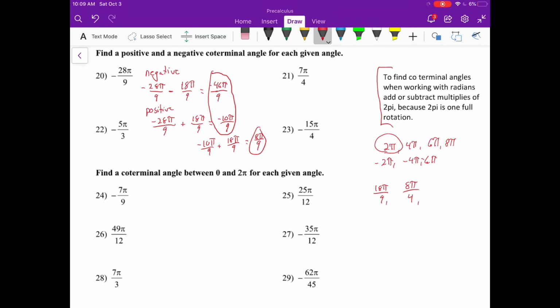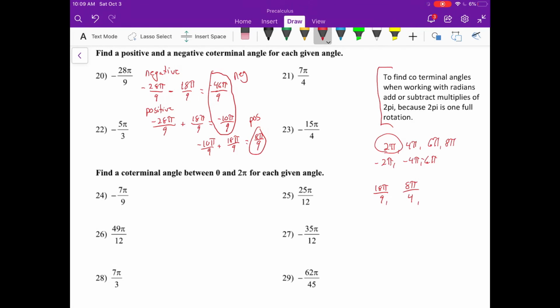It doesn't say there's just one answer for the negative. There's actually an infinite number, because we can add several multiples of 2 pi. We could add 50 pi if we wanted to. So we got some positives and negatives. So these were our negatives, and this is the positive, or a positive. So that's how you do those.